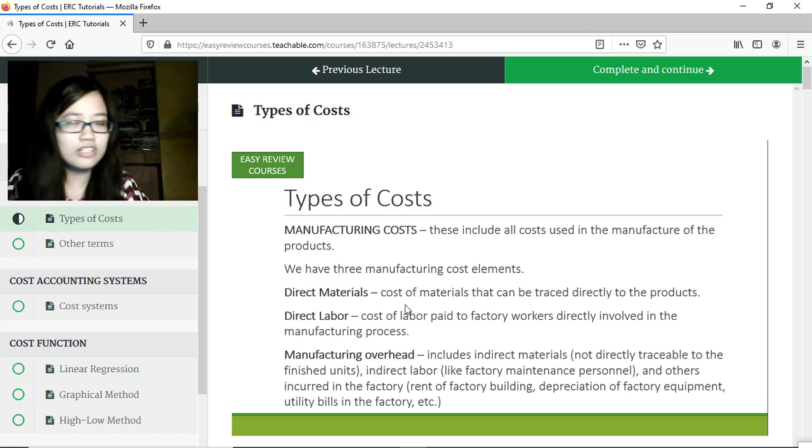Okay, so dito sa product na to, let's say, ang direct materials dito would be the paper. Kasi siya yung pinakang bulk ng product. Siya yung pinakang makikita mo dun sa end product natin. Okay? Directly traceable dun sa product.